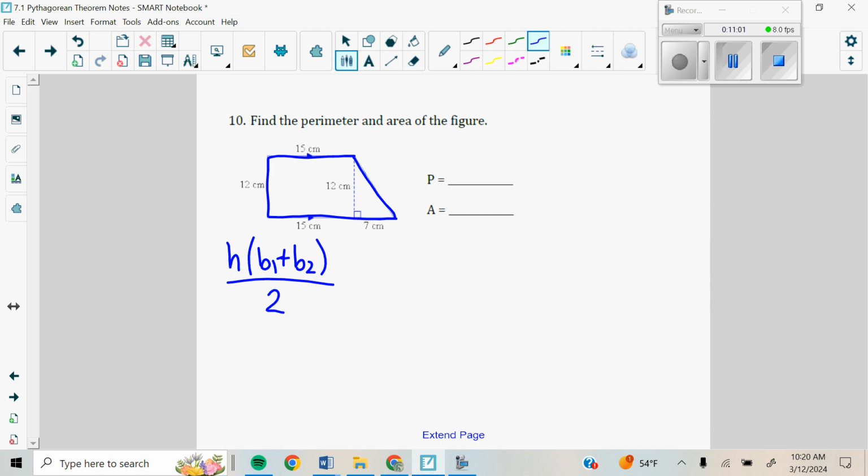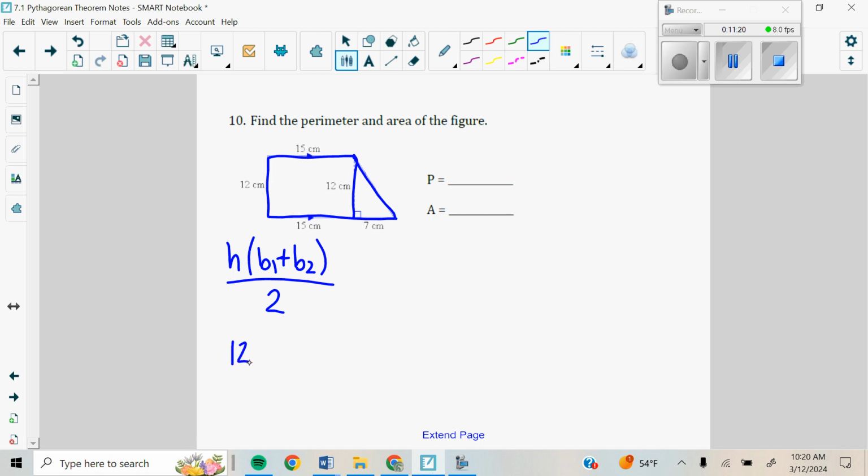Now, if you don't remember that, you can certainly break this up: find the area of the rectangle, find the area of the triangle, and then add the two. That's going to give you the same area as doing the trapezoid formula. So I'm going to use the trapezoid formula, because then I'm doing a little less work. That's why I'm going to do it.